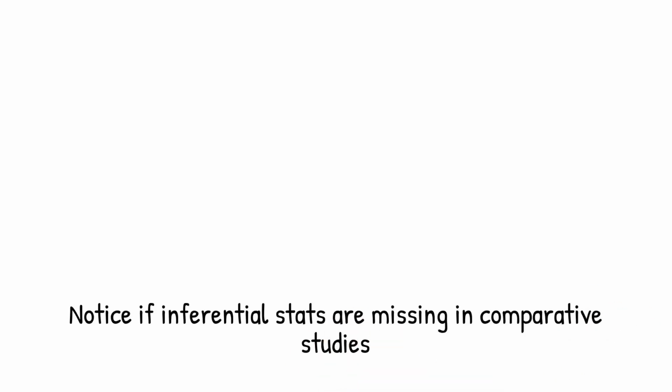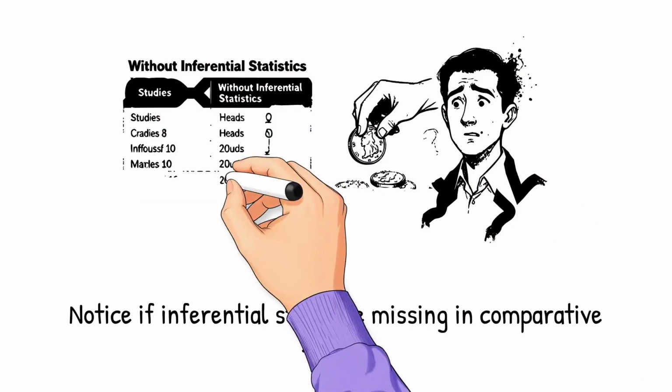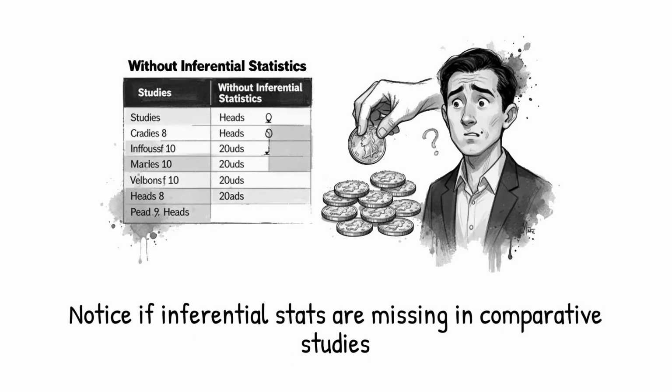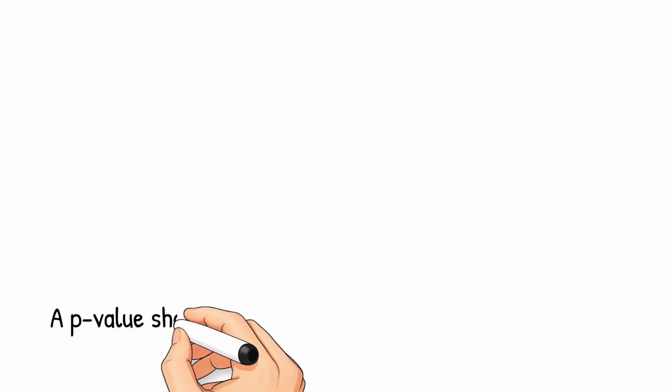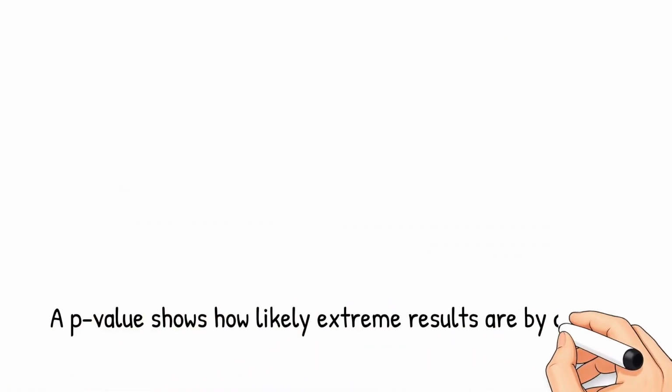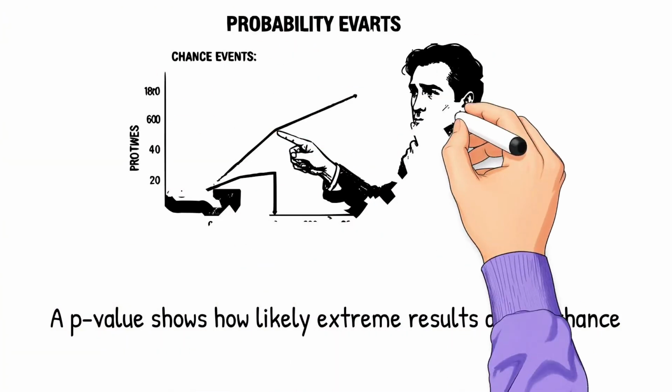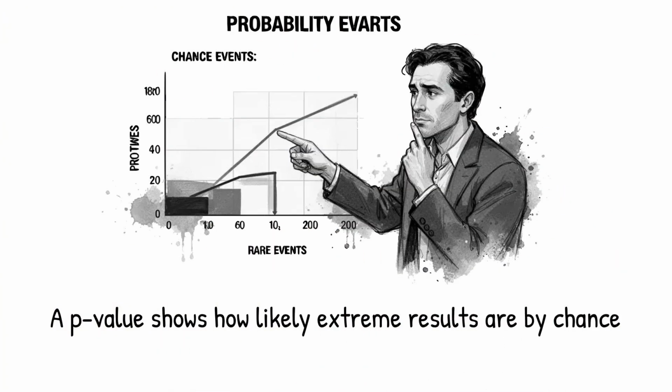When you see a p-value, here's the simplest way to understand it. Imagine flipping a coin 10 times and getting 9 heads. That seems unusual for a fair coin. The p-value answers this question: if the coin were actually fair, how likely is it that I would see a result this extreme or more extreme just by chance? If that probability is very low, you start to suspect the coin may not be fair after all.